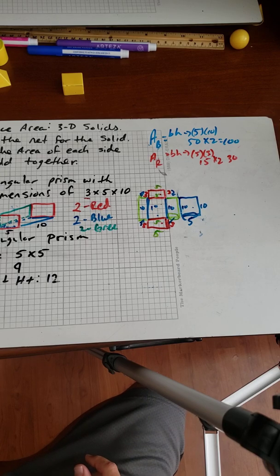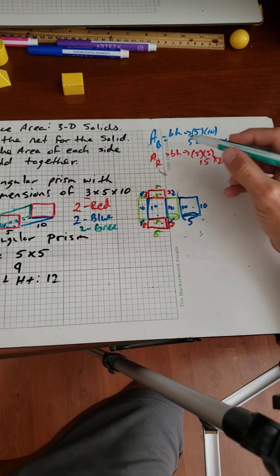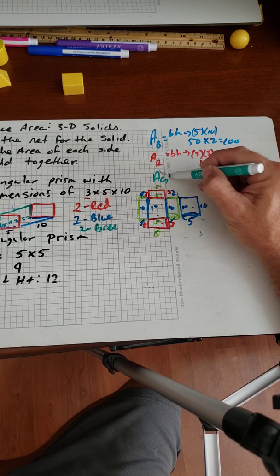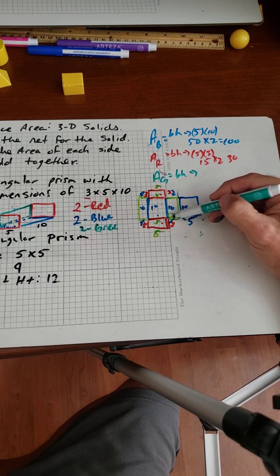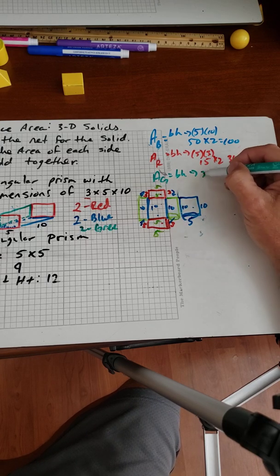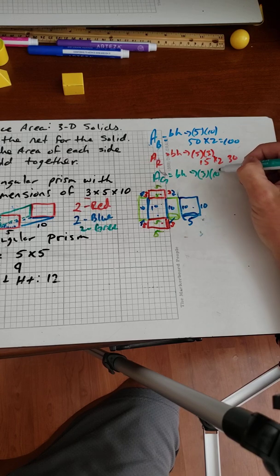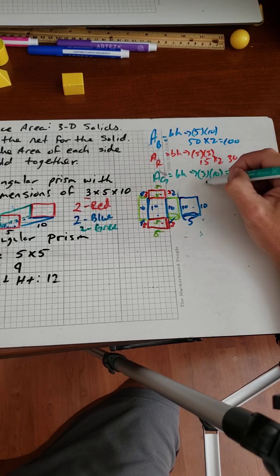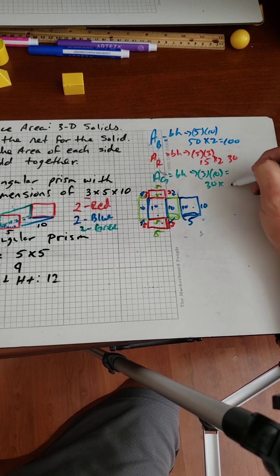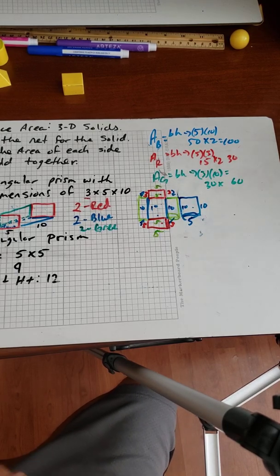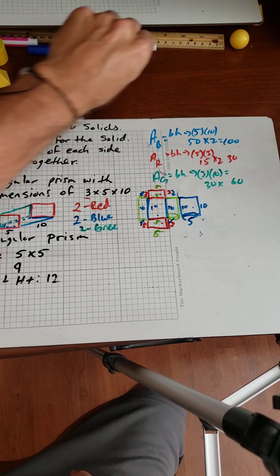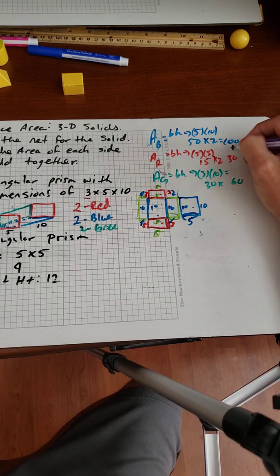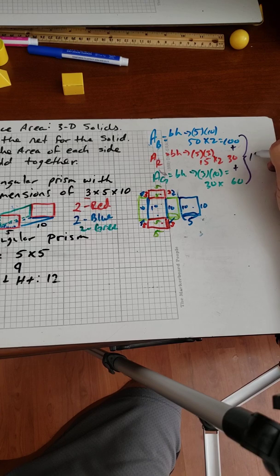And then my last one is that green one there. Let me use a darker green so it shows up. So the area of the green is equal to base times height. And this time my base is 3. From there to there is 3. And my height is 10. So that gives me a total of 30. And then I have 2 of them. So that means 60. So then my total area is going to be all of these added together. 100 plus 30 plus 60, which gives me a total of 190.